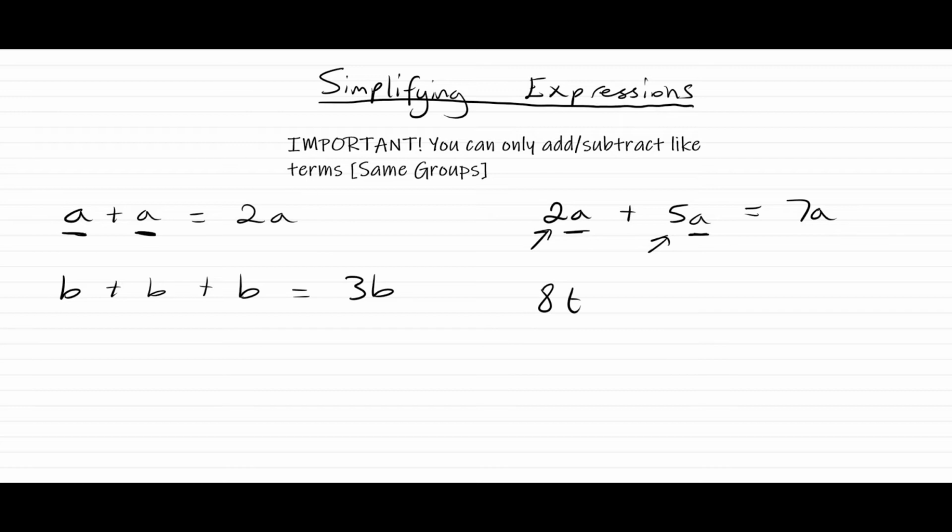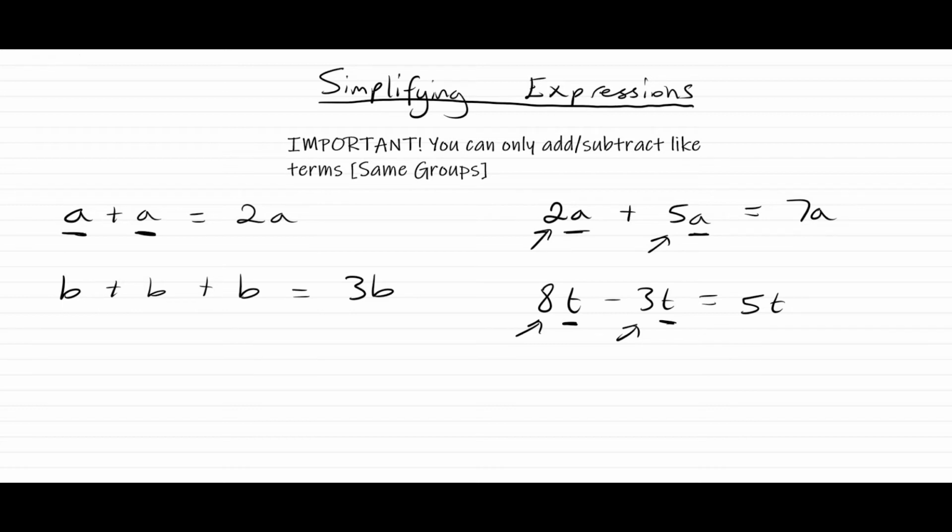We've got 8T take away 3T. Again, you can pause the video if you want and try and figure this one out. Right, if you're back. So again, we have T groups, so they're part of the same group, so you can do this. You got 8 minus 3, which gives you 5T, okay?